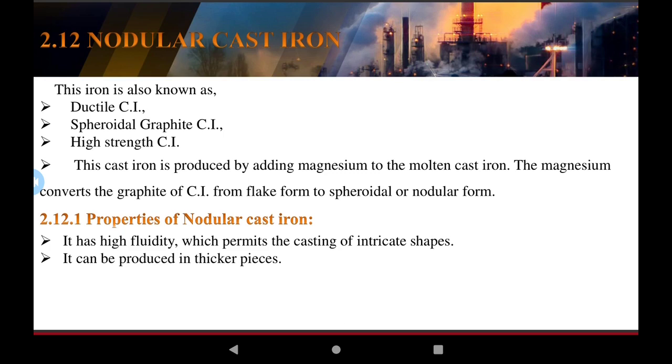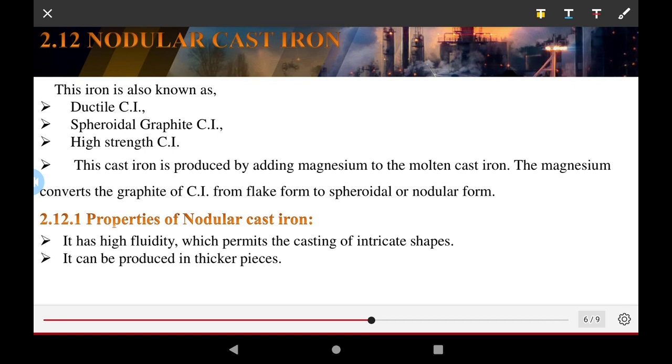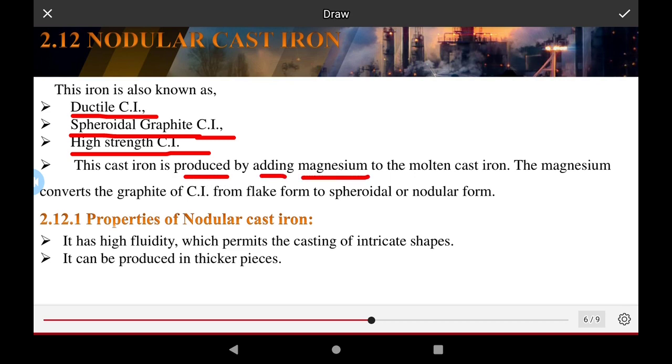Nodular cast iron. What is the nodular cast iron? This iron is also known as ductile cast iron, spheroidal graphite cast iron, and high strength cast iron. This cast iron is produced by adding magnesium to the molten cast iron. The magnesium converts the graphite from flake form to spheroidal and nodular form.